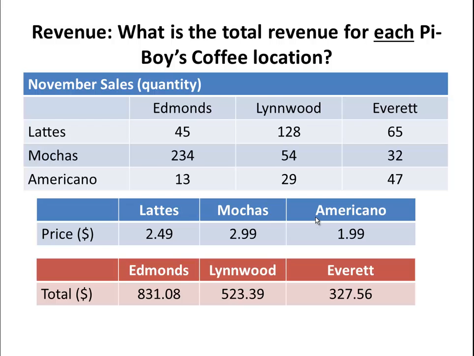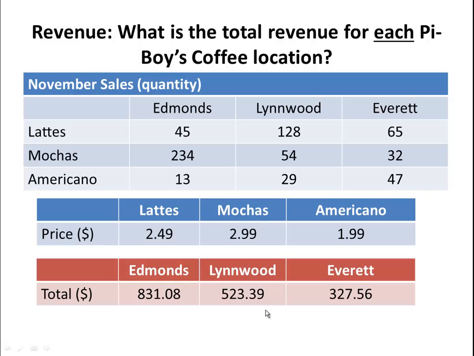Well, hopefully you got these as your answers. And hopefully what you did was you took the 2.49, the price of the lattes, and multiplied that by 45. You took the 2.99, multiplied that by 234, and then 1.99 times 13. You multiplied those numbers and then added them together and got your total sales. And then we repeat the process: match up the price with the number of lattes, match up the price of mochas with the number of mochas, match the price of the Americanos with the quantity of Americanos, multiply those, add them together, and you got 523.39.